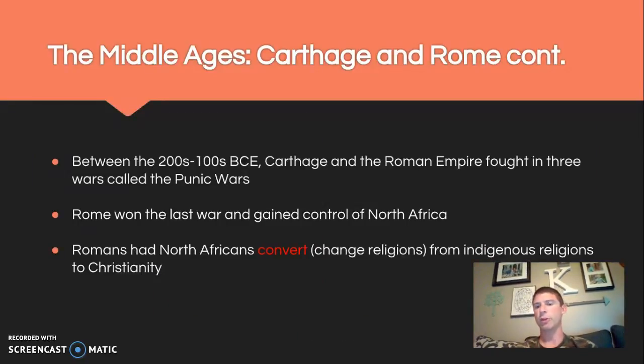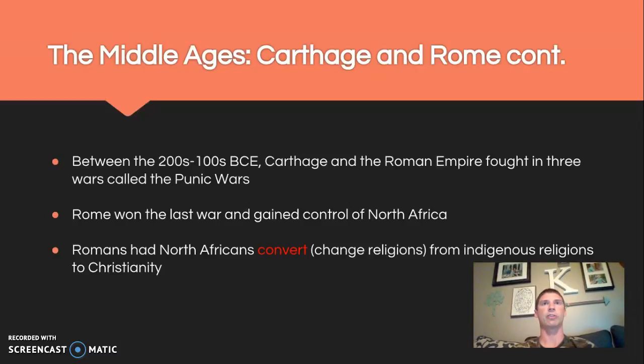So the main thing you need to know here is that Carthage fought against Rome in what was called the Punic Wars. There were 3 of them. I can't remember exactly how the first and second one ended, but the third one went very, very badly for Carthage. They were defeated by Rome. Rome didn't want a 4th Punic War, so they enslaved many of the people.